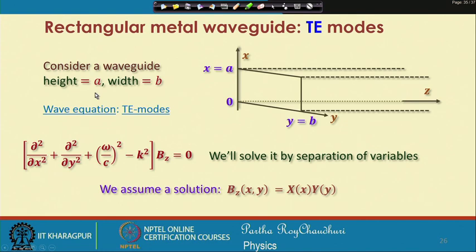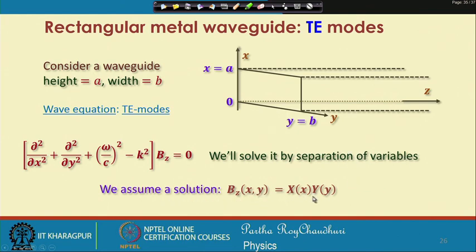So, consider this waveguide with these structures and these parameters. At x equal to a you have a metallic boundary. At y equal to b you have another metallic boundary, and so on. So, it forms a rectangular pipe. The wave equation for these TE modes can be represented by this. You have seen that for TE modes it is B z equal to B z with this equal to 0. We will solve it by separation of variables.